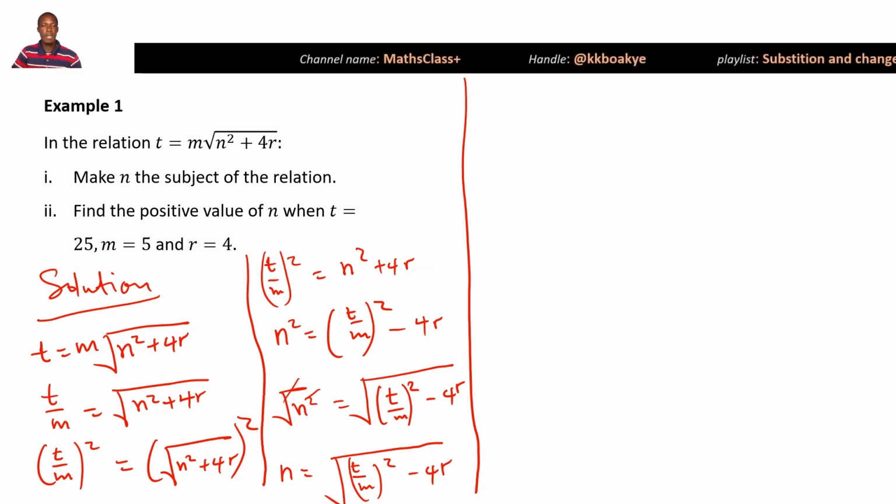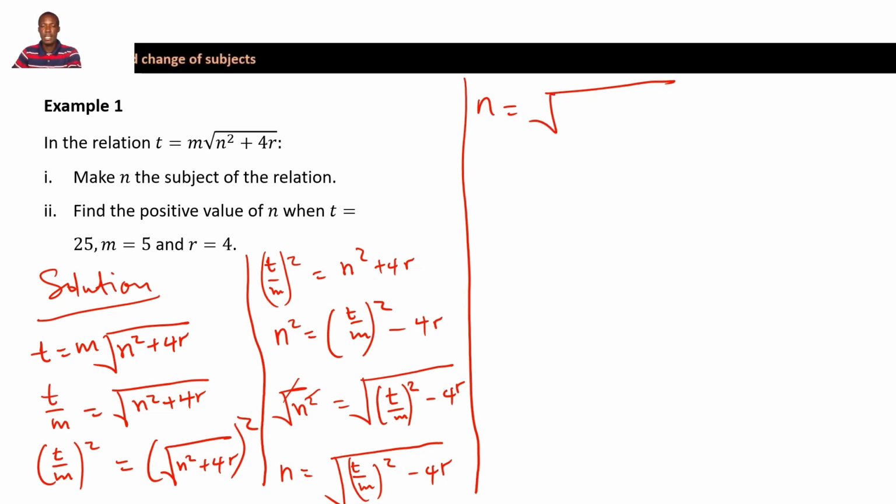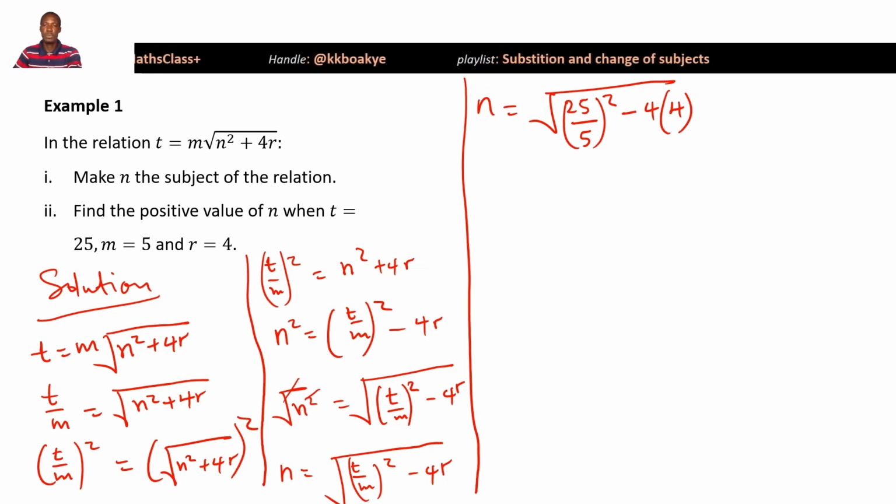Now the second part of the question says we should put 25 in place of t. So 25 for t, we are putting 5 for m and then 4 for r. So we substitute as required. And so we get our t, which is 25, divided by our m, which is 5, and they are all squared, minus 4, and then our r is also 4. So this is what we get.